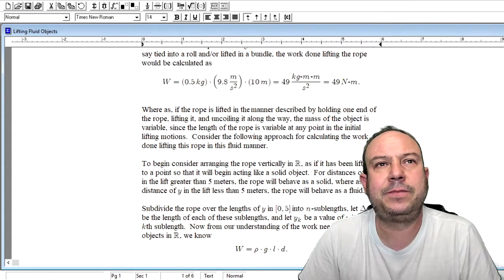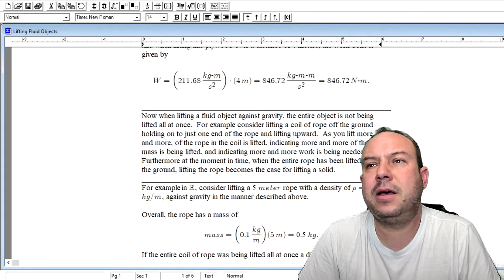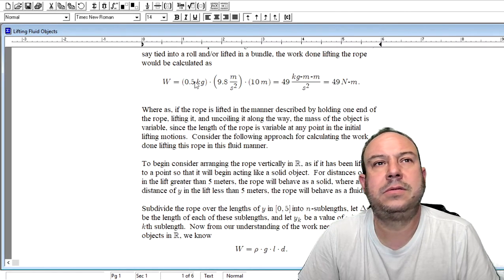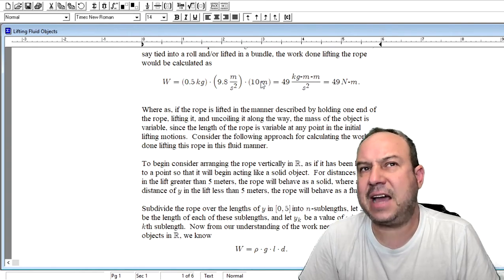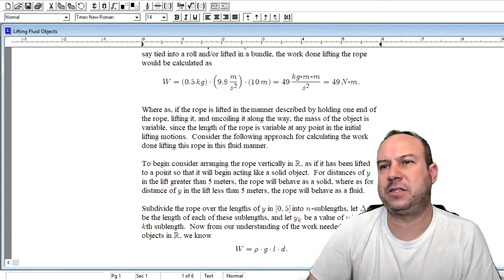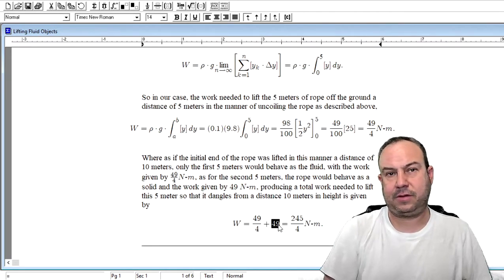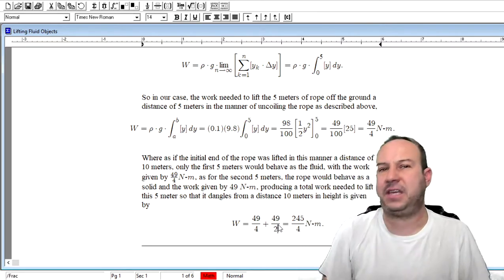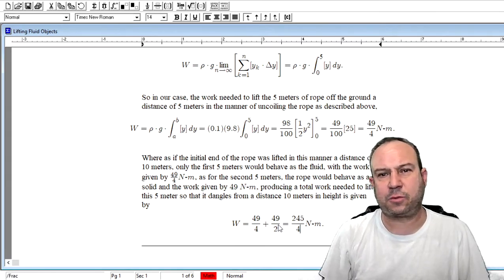So lifting it 5 more meters where it behaves as a solid, I see that I have an error in here. This was considering the case of lifting at 10 as a solid. So the case for lifting at 5 as a solid would be half this measurement. So instead of 49, I should actually have 49 halves, because we're just lifting it another 5 meters as a solid. So that is going to change this result here.